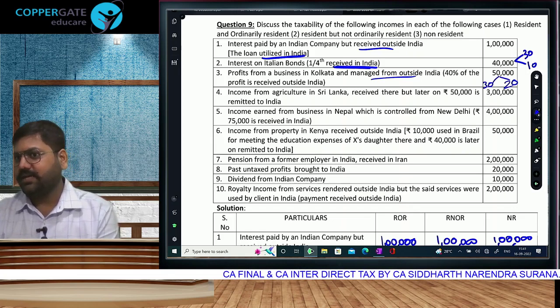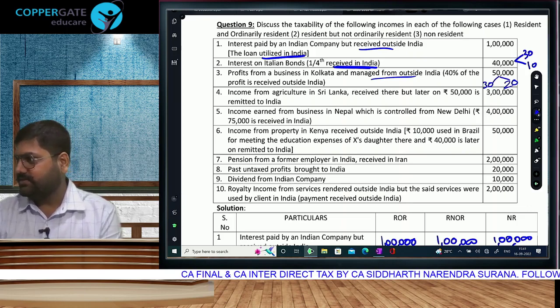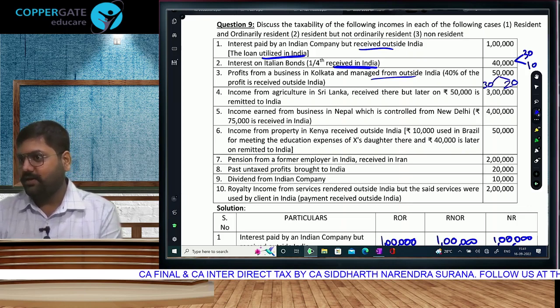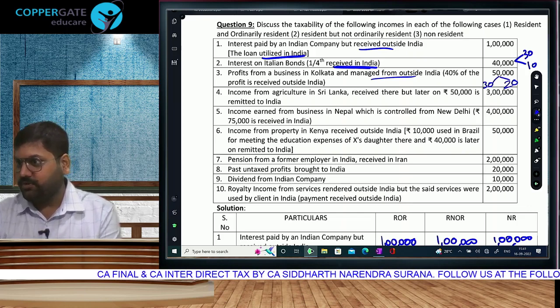And the other side of the class, any reason? Those who said नहीं आएगा, you have to give your reason. Sir, manage from outside India.